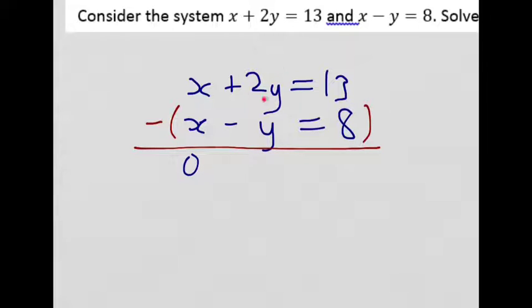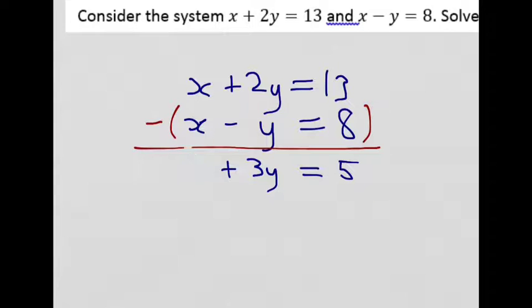Let's see what's left. Next I go 2y minus negative y. 3y. That's the same thing as 2y plus y, right? So that's plus 3y. And then the equals. And now I go 13 minus 8, giving me 5. Okay, so I just want to pause here and note that we have created a new equation by subtracting the 2 that we started with. And most importantly, that subtraction eliminated one of the variables.